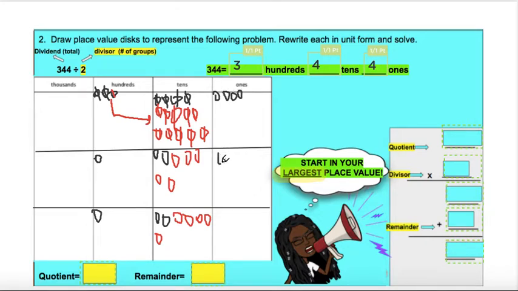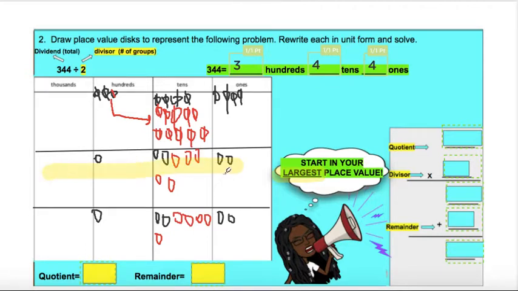Put it in a group, cross it off. Put it in a group, cross it off. Put it in a group, cross it off. And put it in a group and cross it off. We've distributed all of our discs. Now it's time for us to find our quotient.